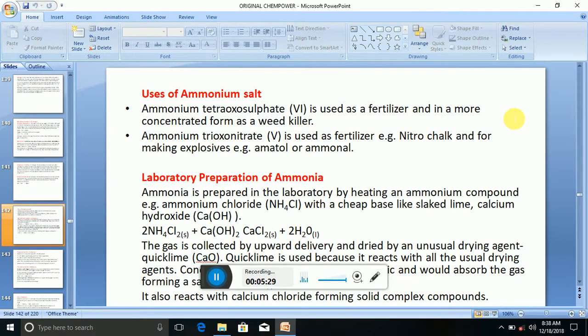Now let's look at uses of ammonium salts. Ammonium tetraoxosulfate(VI) is used as a fertilizer and in a more concentrated form as a weed killer. Ammonium trioxonitrate(V) is used as a fertilizer, for example nitro chalk, and for making explosives, for example amatol or ammonal.